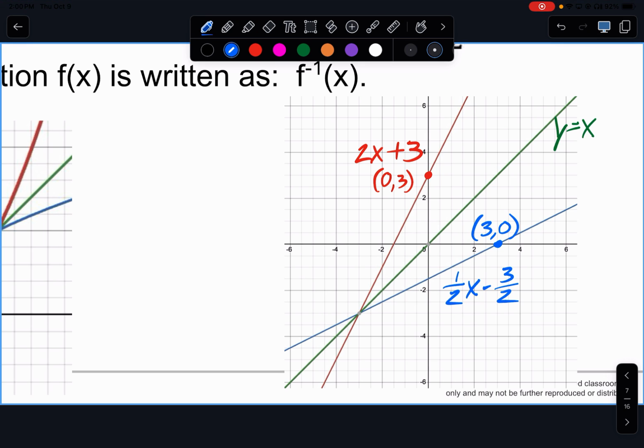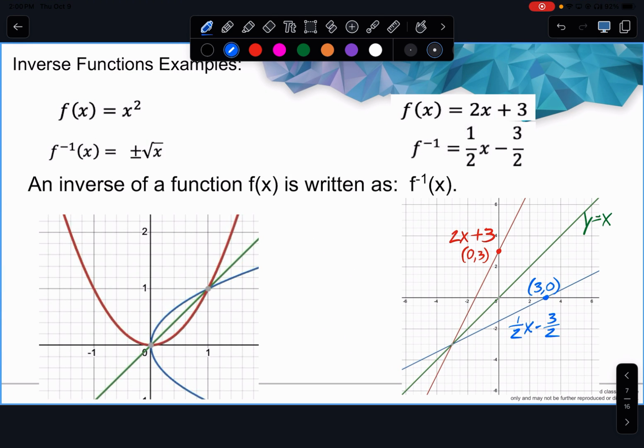A couple other things just in this section of your notes that I want to highlight is this part right here. The inverse of a function is written as f, and then it's to the negative first. It's an exponent of negative 1 on f of x. That's how we know it's an inverse. So the original function is going to be written as f of x, and then the inverse is going to have that little baby 1.